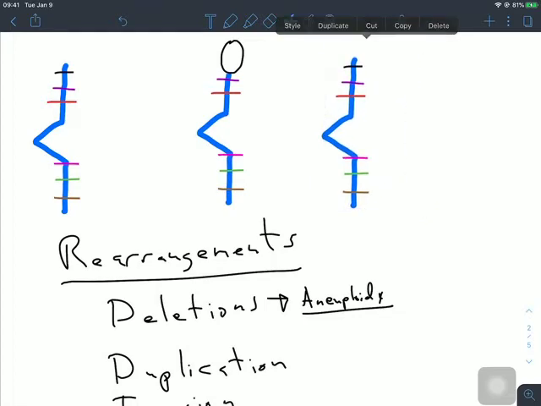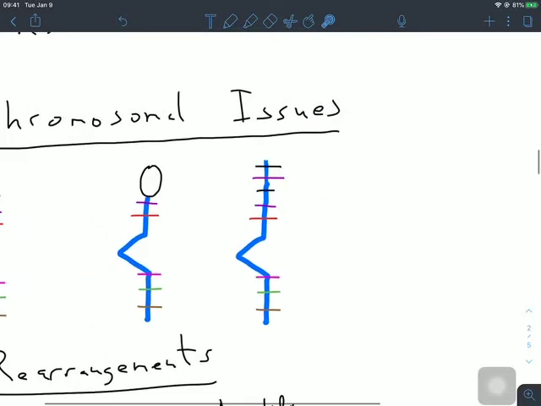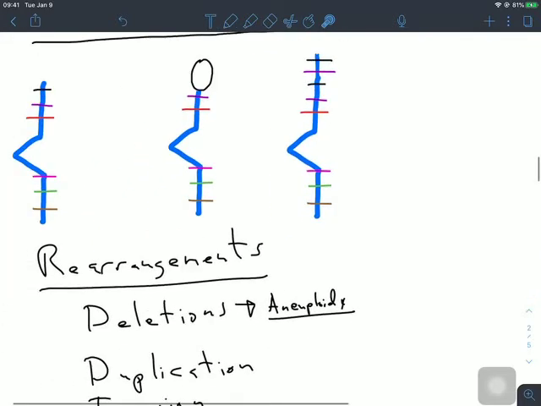Duplications are instead where a region of the chromosome, rather than going away, might double. So for example, here you would have the black and purple region duplicate on the end of this chromosome. In this case, rather than causing missing genes, you instead encounter trisomy locally. Duplications cause you to double the amount of genetic information at that very particular region. So local trisomy versus local aneuploidy.